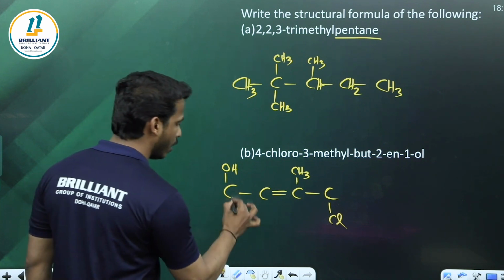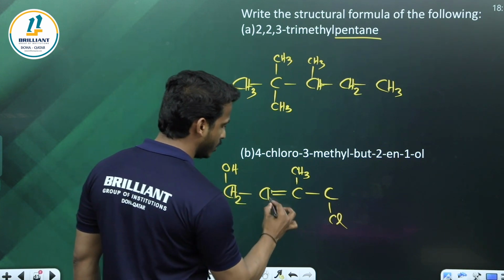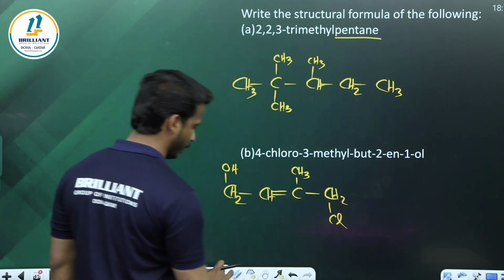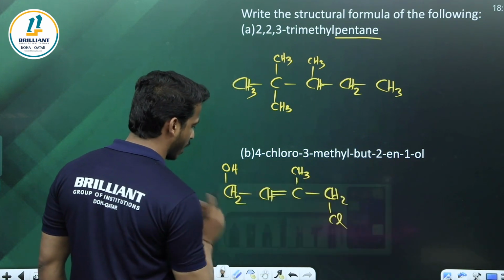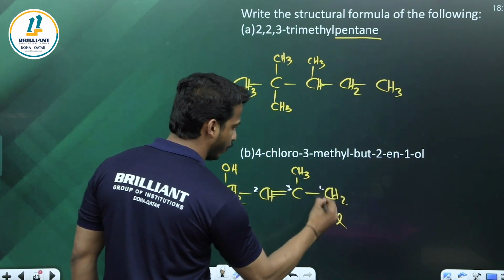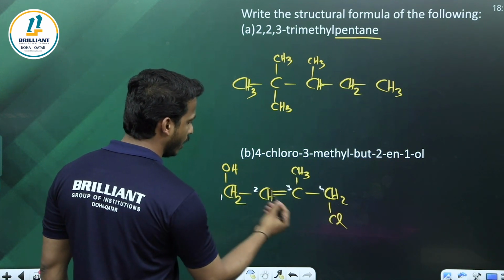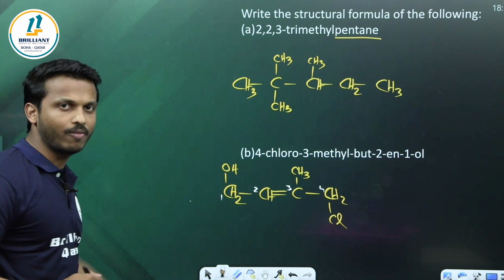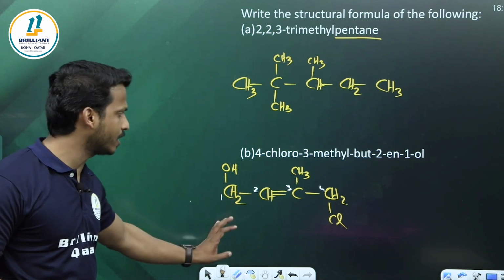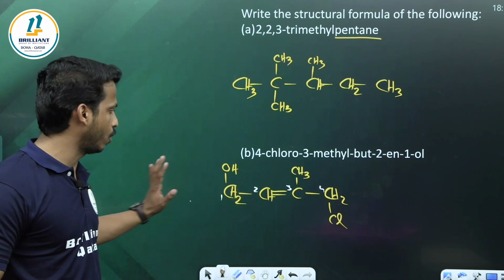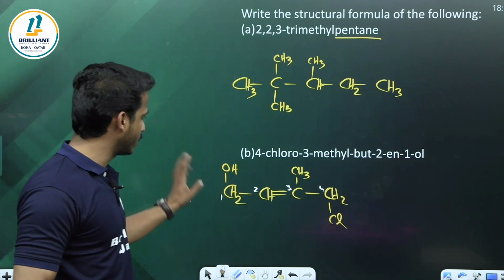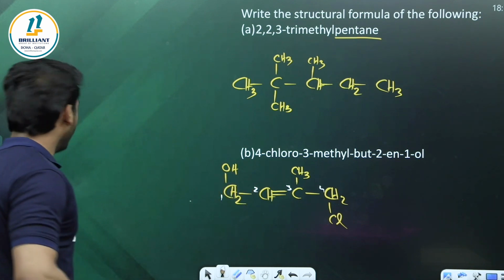Yes, already filled. Now valency. CH2, CH, CH2, Cl. Check all of you. This is number 1 carbon. 1, 2, 3, 4. See, 4 chloro, 3 methyl, but-2-en-1-ol. Yes. Check the valency. Okay. I'm just writing so fast. So please check the valency, correct or not. I hope you know the valency. I think it's correct.